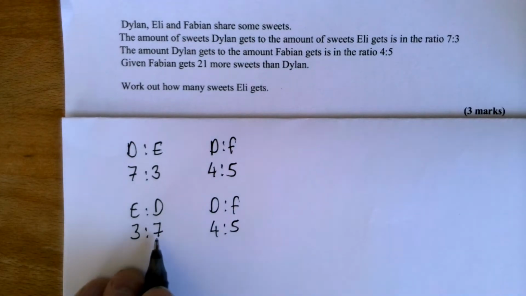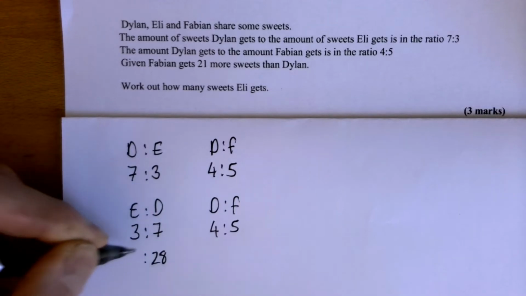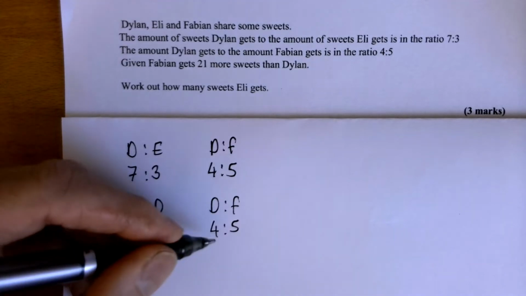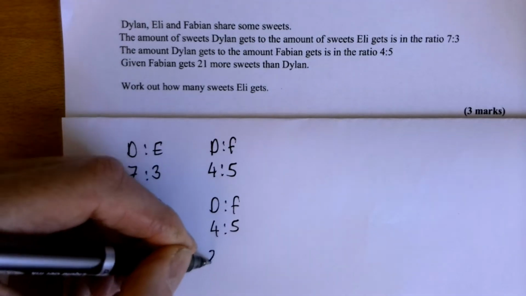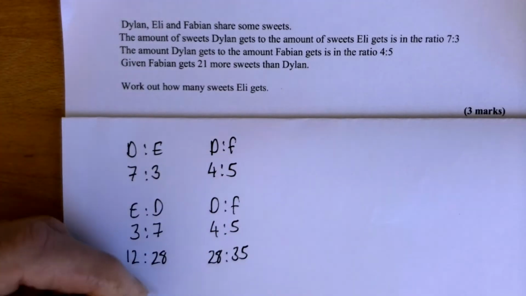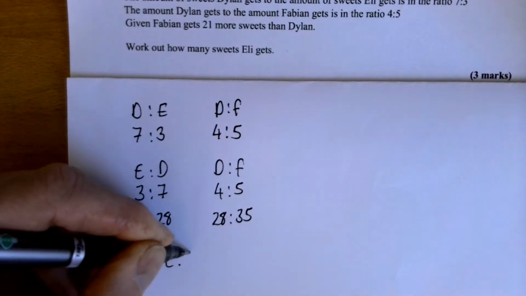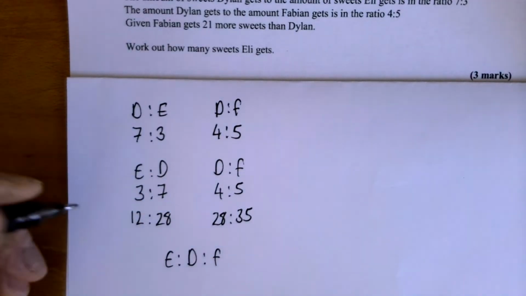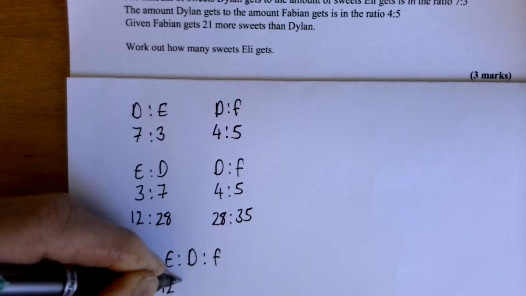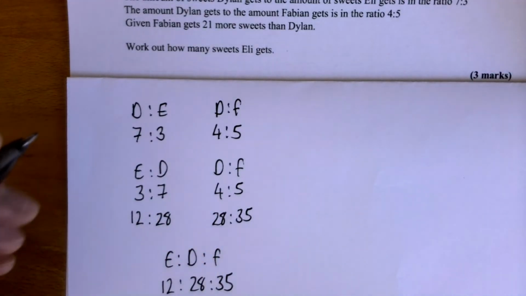So I've got my 2 numbers in common in the middle, so I'm looking for the first number in the 7 and the 4 times table, that's 28. So that was multiplying it by 4, so that's going to become 12. And to make that into 28, I multiplied by 7, so that needs to become 35. So now I can write my single ratio E, D, F, which is 12, 28 and 35.